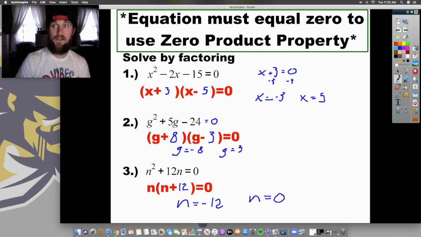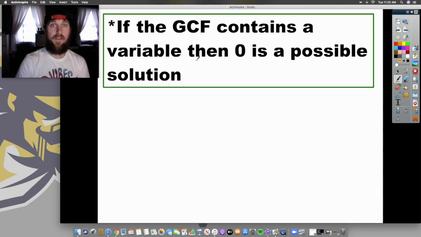Now what's happening there? That is this idea right here. If you are factoring something out, so if the greatest common factor contains a variable, sometimes it'll just be a number, then this doesn't hold true. But if you factor out a variable or variables, then 0 is a possible solution.